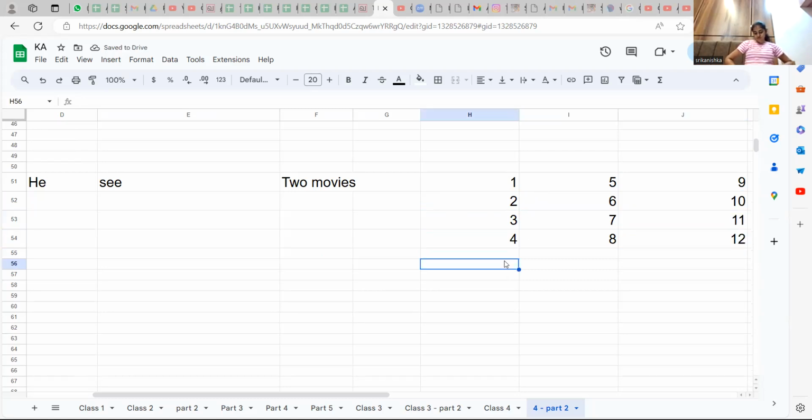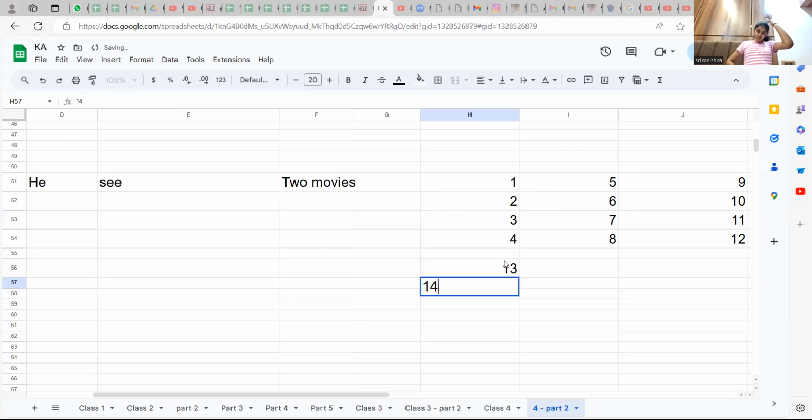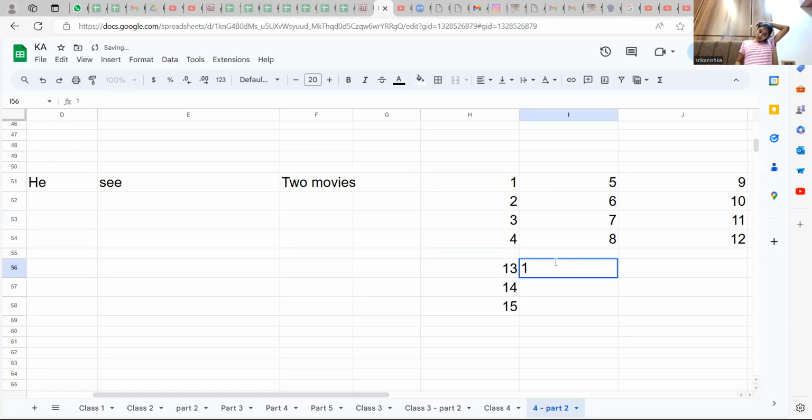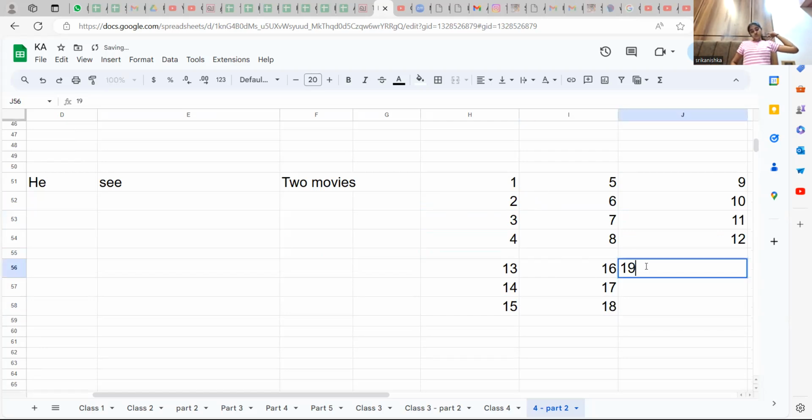Because it's today, it has been hard for you somewhere. You are not able to pick up the pieces here. I just wanted to check whether you are doing it all the 20. I made a small change. I want to see whether you are able to make the grammar change. 1 to 20, C is the verb, he is the subject, two movies are the object. Give me this number one.